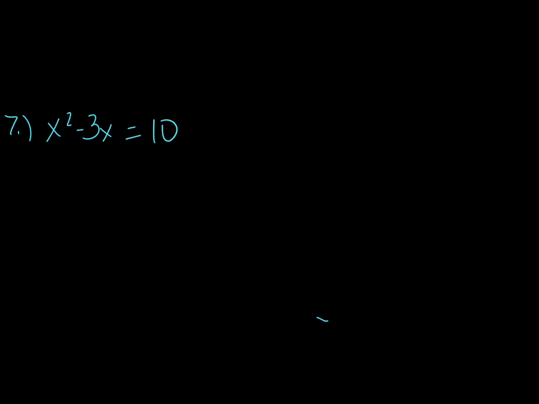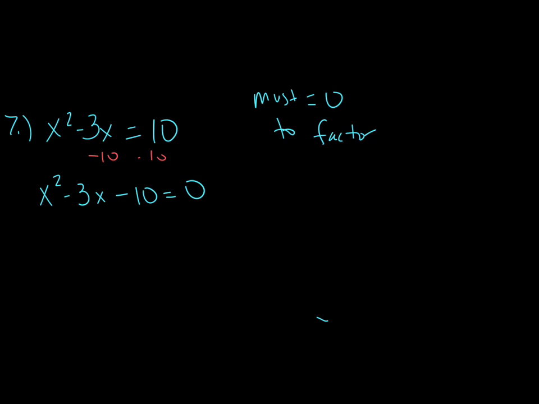All right, number 7, I have x squared minus 3x equals 10. Remember, it must equal 0 to factor. So the first thing I'm going to do is subtract 10 from both sides. I'm going to get x squared minus 3x minus 10 equals 0. Now, there is nothing in common, so if I'm using my GPS, there's nothing in common. So I'm going to break down the factors of the first term. How do I get x squared? x and x. How do I get negative 10?